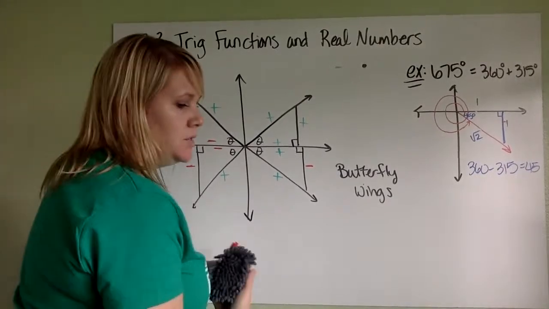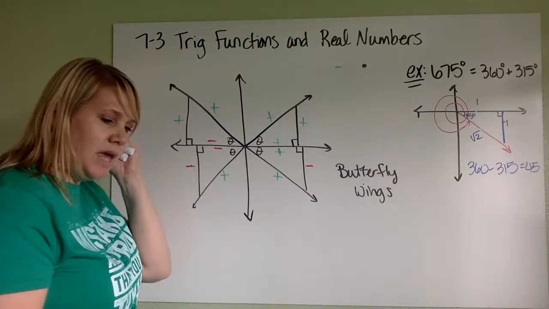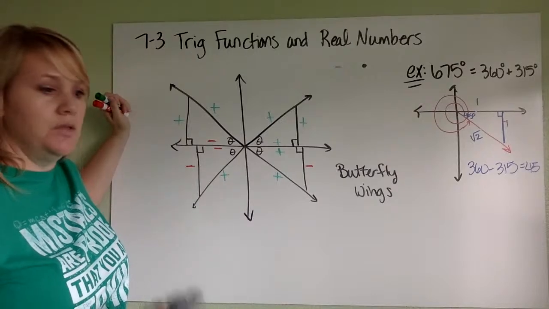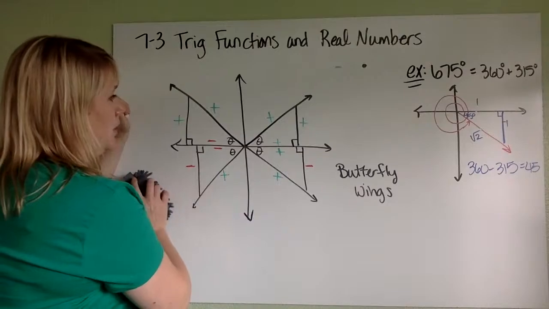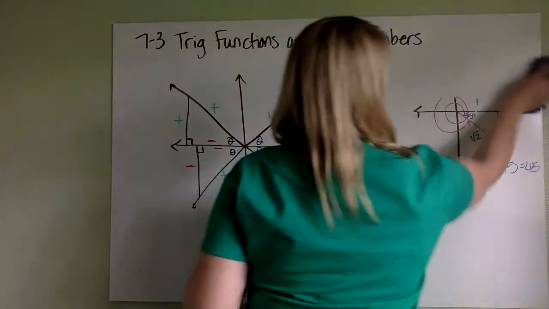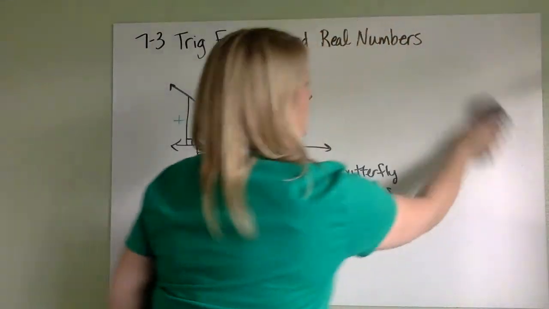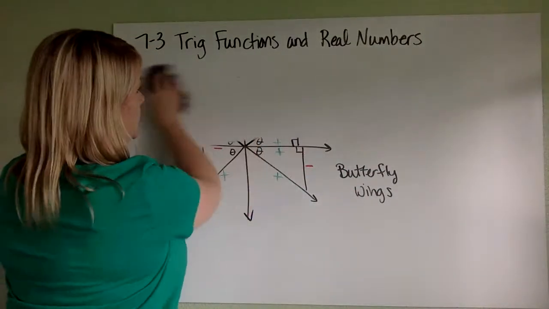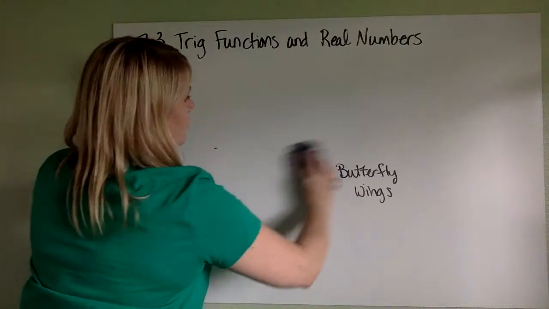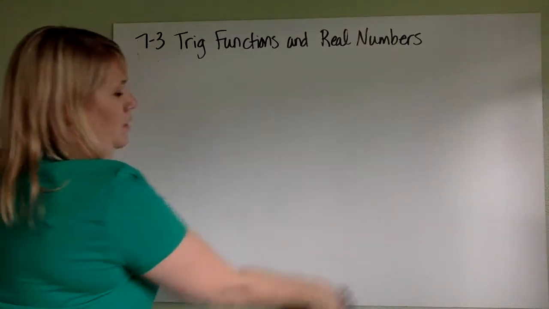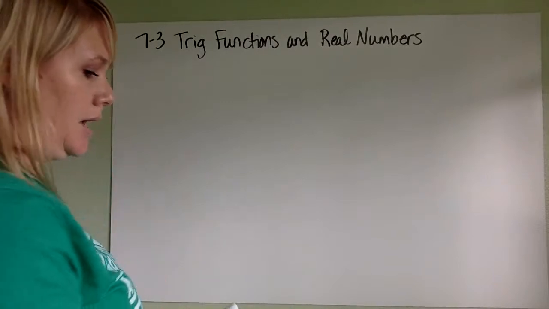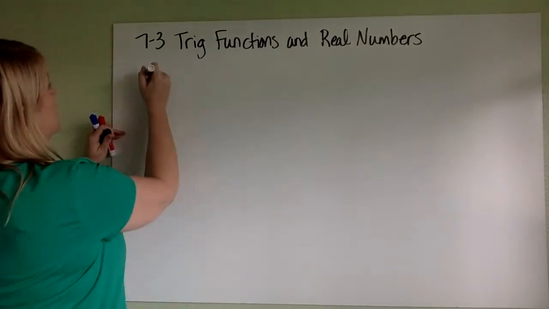Okay, so what happens if the angle lands on one of the x or y axes? So that's the last thing I have for you. I'm going to go ahead and erase my butterfly wings. And then what happens if it lands on the x or y axis?